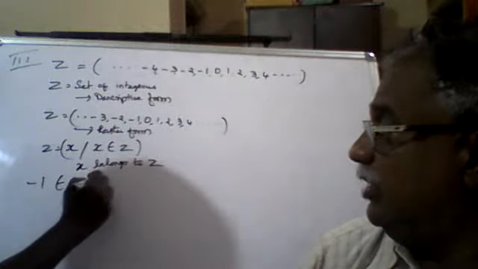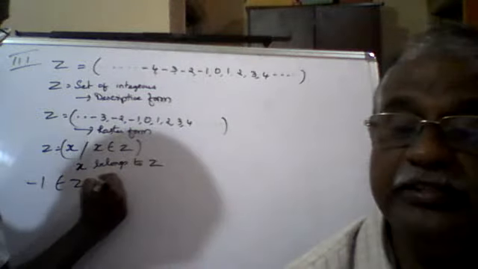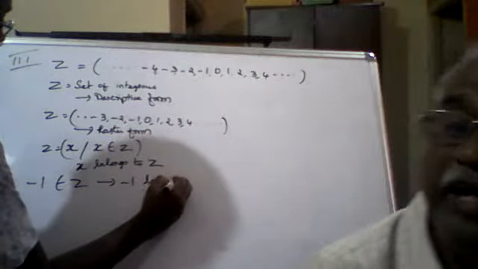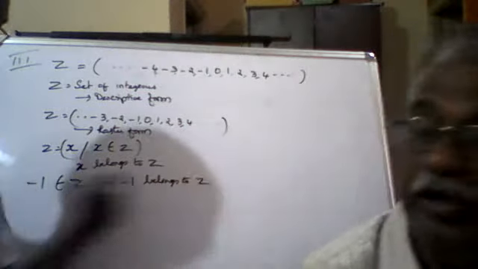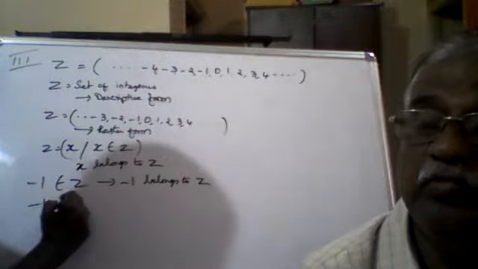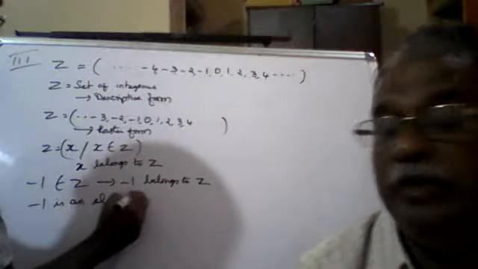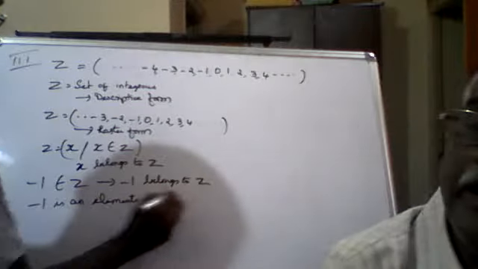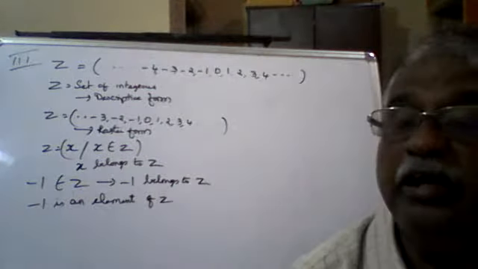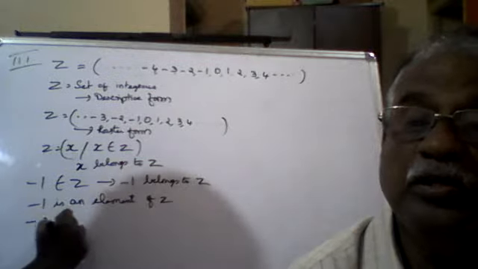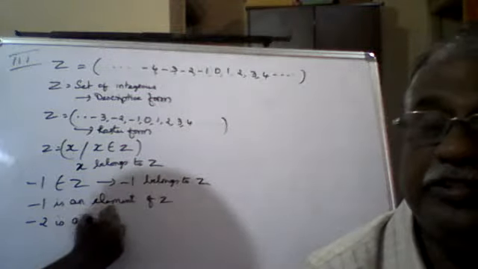You write minus 1 belongs to Z. Next you write minus 1 is an element of Z. Everything is called an element. Minus 1, minus 2, minus 3 are called elements. Okay. And one more example also you can give. You can write minus 2, or you can put even plus 2.